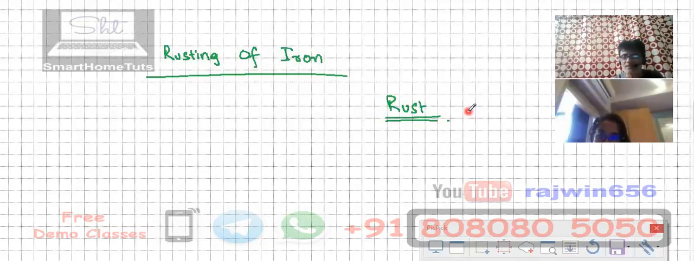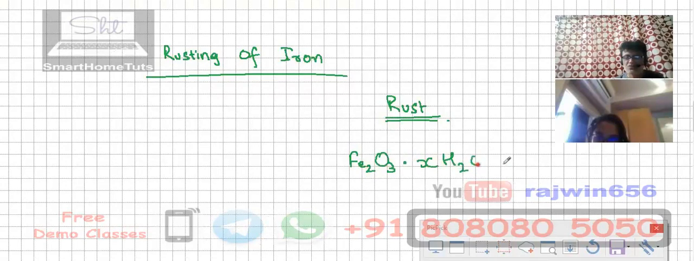You are going to ask something? No, I was just saying iron oxide. That's correct. Okay, it is iron oxide. The formula of rust basically is going to be Fe2O3 dot XH2O. This X represents any number of water molecules present in rust.